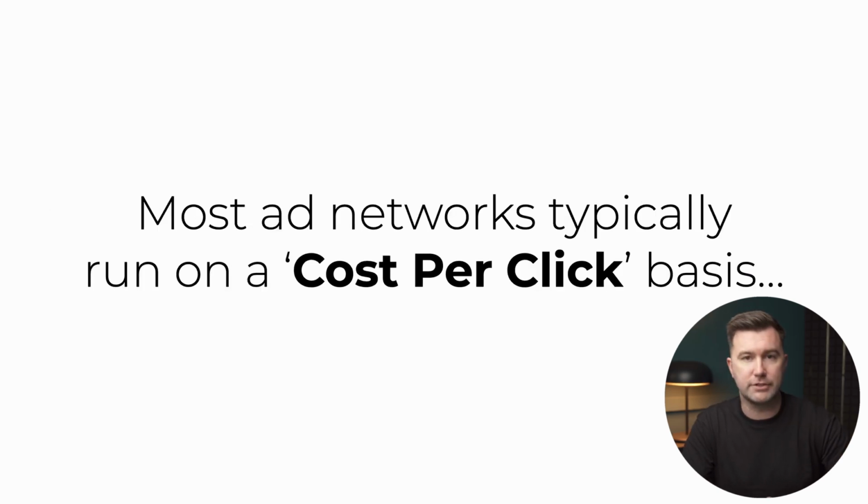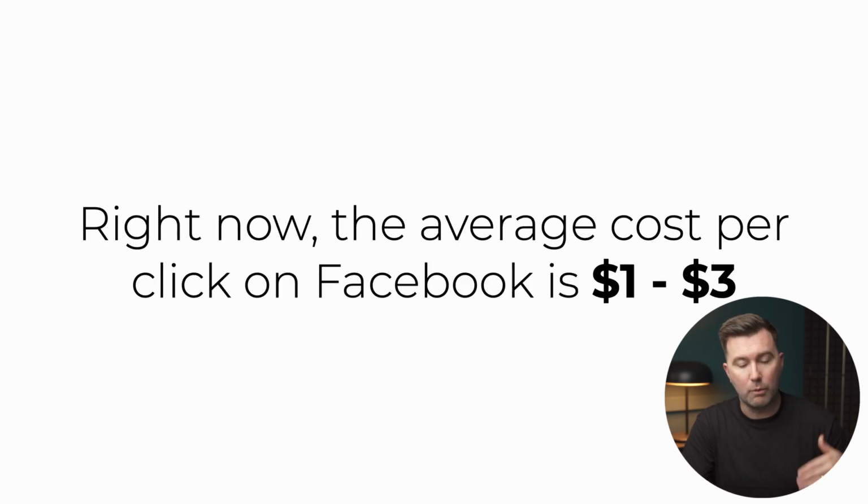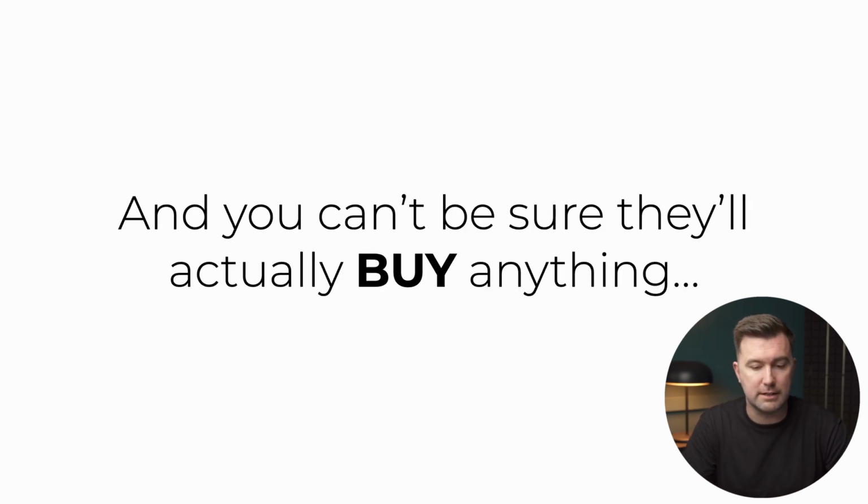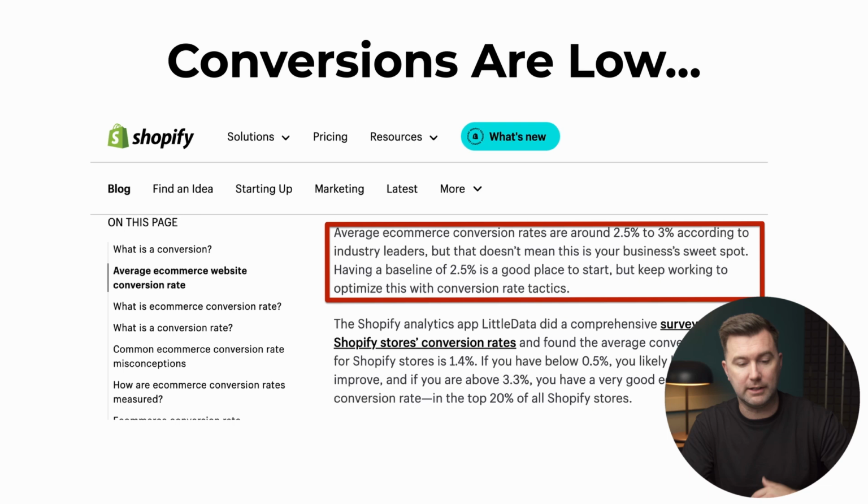Because most advertising networks are going to operate on what we call a cost per click basis, which basically means, just like on Amazon, like we talked about, if somebody clicks your ad on Facebook, you will pay for that click. And right now, the average cost on Facebook is approximately $1 to $3. And here's the really big thing about that. You can't be sure that they're actually going to buy anything when they click on your listing.